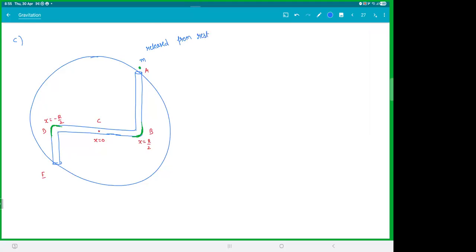So this is just one question. We're just playing with the tunnels here, so I'm keeping all of them together. And the time taken to go from A to B to C to D to E. Let's see how you will do this.